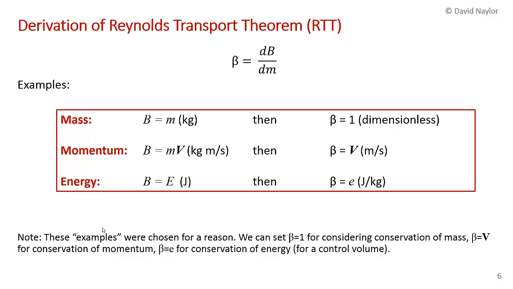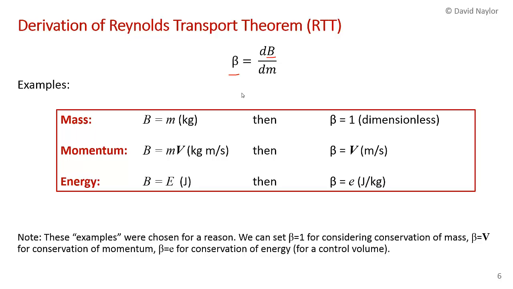So for example, I've rewritten the equation up here that relates the intensive property to the extensive property. If we consider B to be mass flowing in and out of our control volume, then we're going to do our derivation in terms of beta, which in this case would equal 1, because dm/dm is 1. If we want to look at conservation of momentum, for example, we're going to use this generic property B as being mv. And in that case, if you take the derivative, you get beta equals just the velocity.